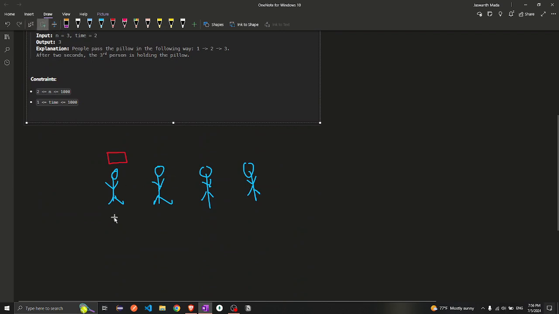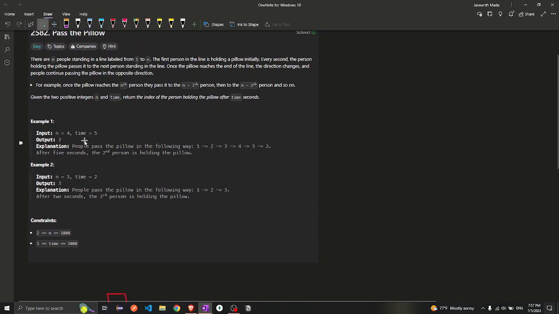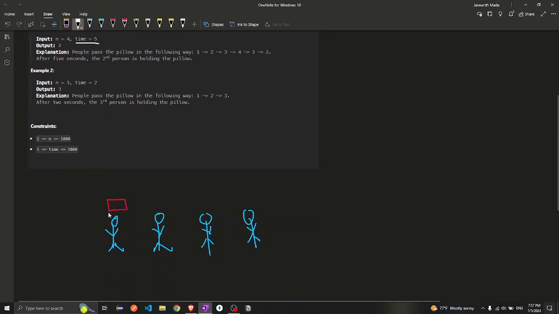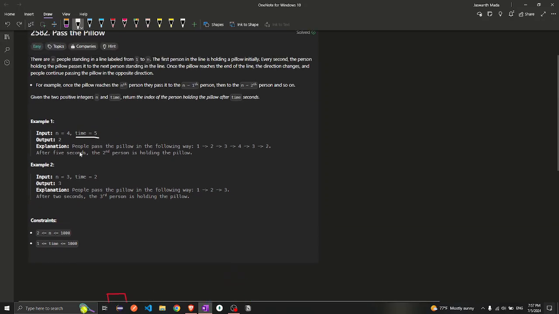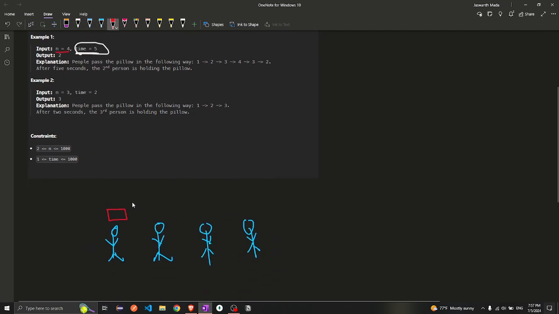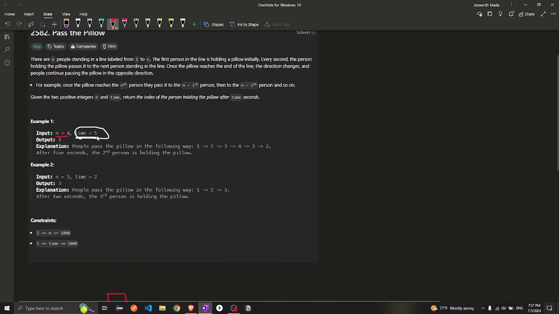So basically we have n people, and in the hands of the first person there is a pillow, and we're given a time as well. So at every second each person passes the pillow to the next person like this, and when the pillow reaches the last person, he'll again pass it to the previous person. So what we need to do is tell where the pillow will end when the time becomes 0, right? So initially we have n equals 4 people and we have time 5 seconds.